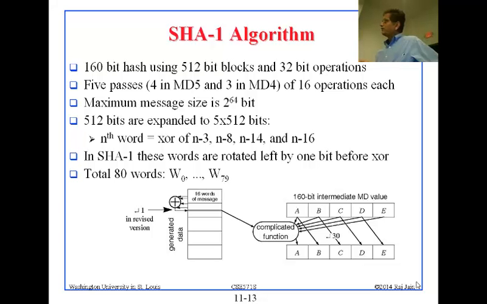So basically, the nth word is the exclusive-OR of the n-3rd, n-8th, n-14th, and n-16th words. So you take 4 words, and you create the next word. Right? And then you continue like that. So you start with 512 bits. 512 bits divided by 32 is 16 words. So you start with 16 words, but when you use this to create the 17th, 18th, 19th, 20th, you keep creating up to the 80th word. 5 times 512 is 80 words, 80 times 32 bits. Okay, I think I will stop right here and explain this picture next time.